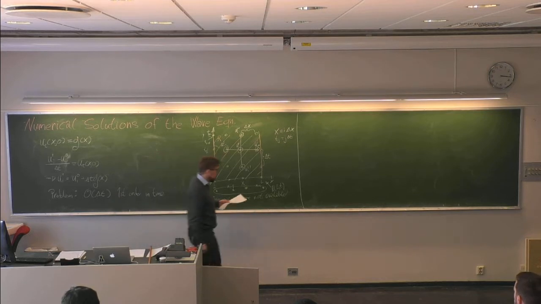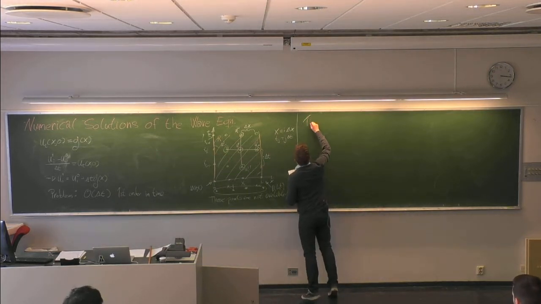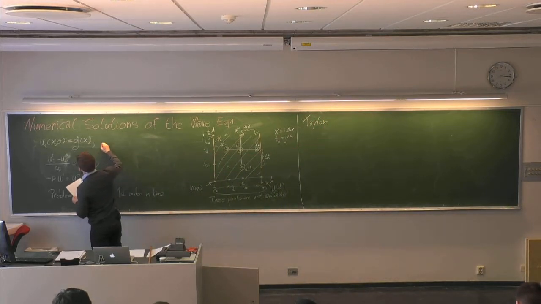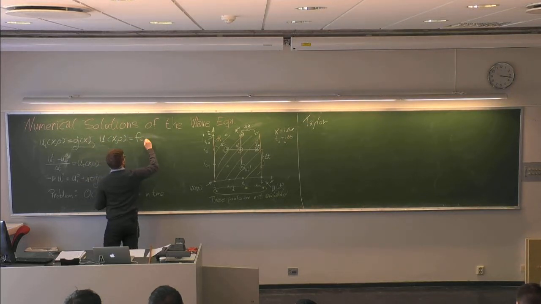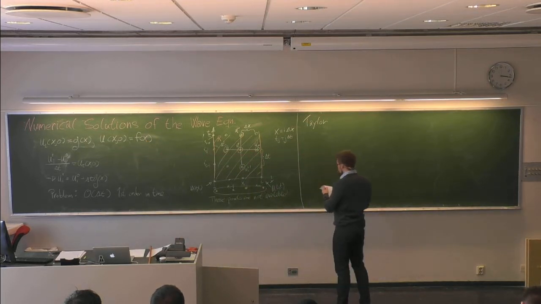So the other approach is to use Taylor. And I will also remind you of the initial conditions. So we had this u of t, x0. We have also a starting state of the system defined by this function f.